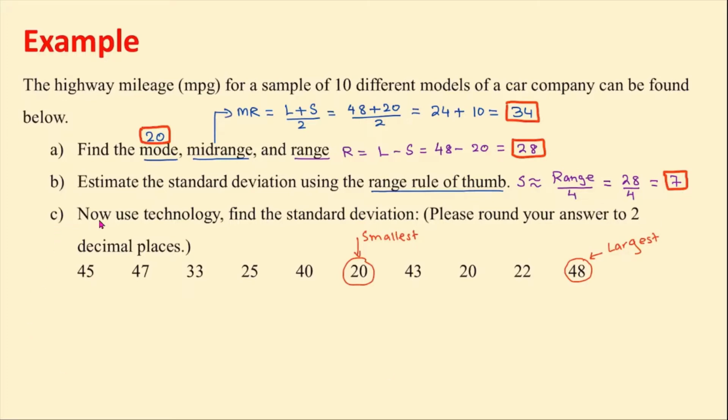Now in part C, we are asked to use technology and find the standard deviation. So we are asked to check the standard deviation using the technology, and you'll find that it's different from 7. And also this is the sample data. You can see sample of 10 different models of car company. That means the standard deviation that you'll be looking here will be the sample standard deviation. So let's enter the data in the calculator and then find the sample standard deviation for part C.